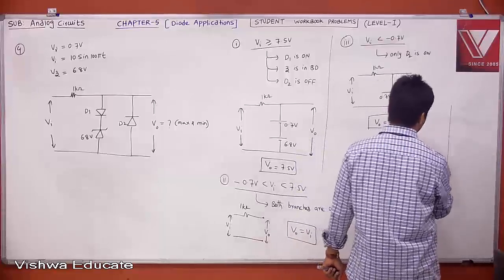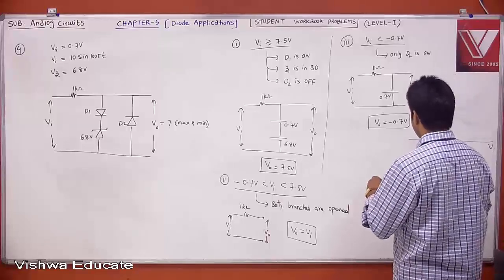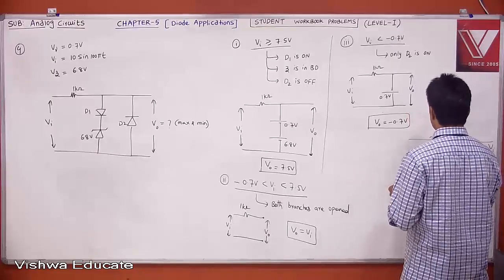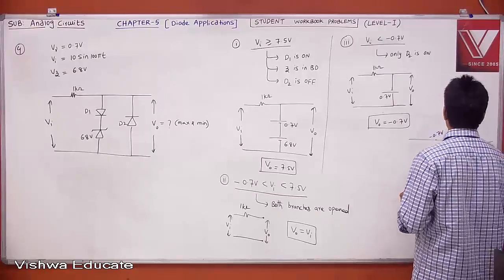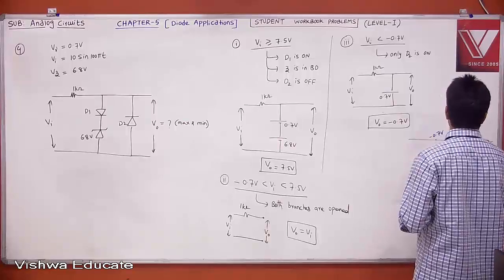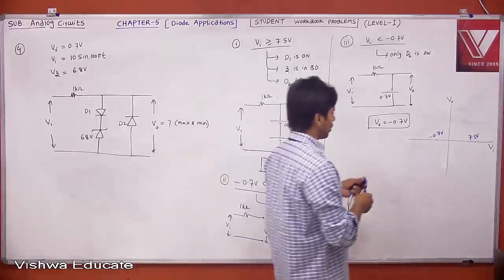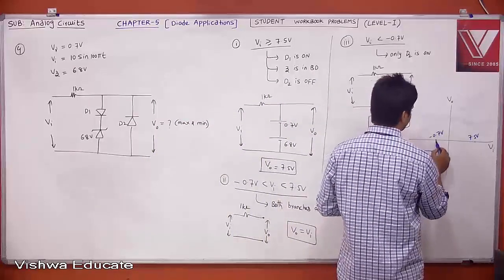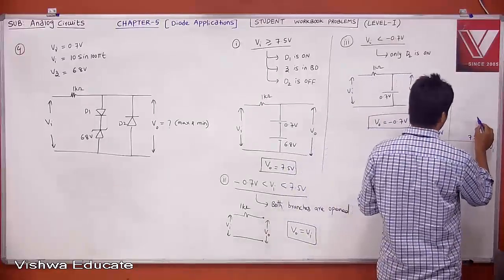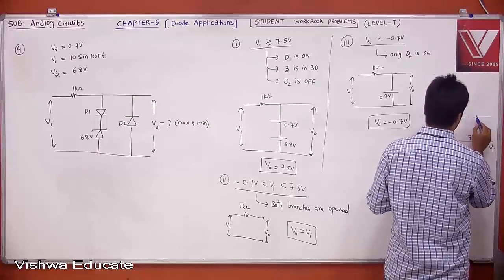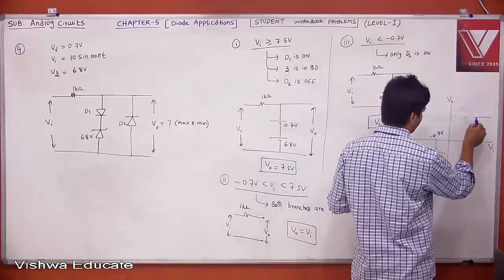Then if you draw the transfer curve, what is your transfer curve? This is your Vi and this is your V0 with respect to the breakpoints. The breakpoints are minus 0.7 and, on the positive side, 7.5. Then tell me, for Vi less than minus 0.7, your output is minus 0.7. For Vi more than 7.5, your output is 7.5. In between, V0 is equal to Vi.